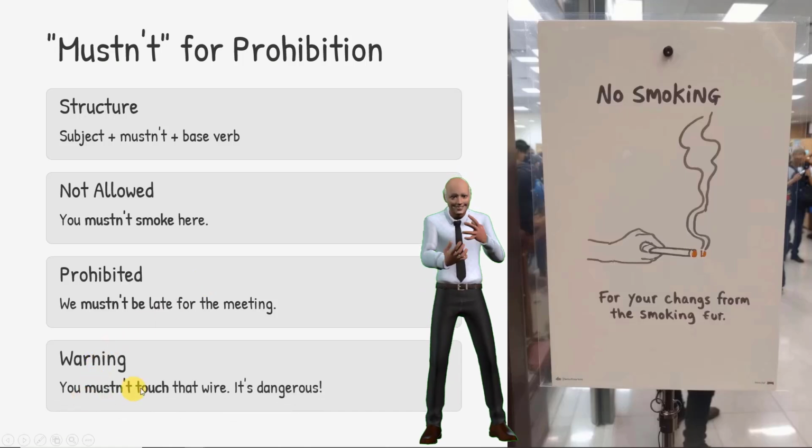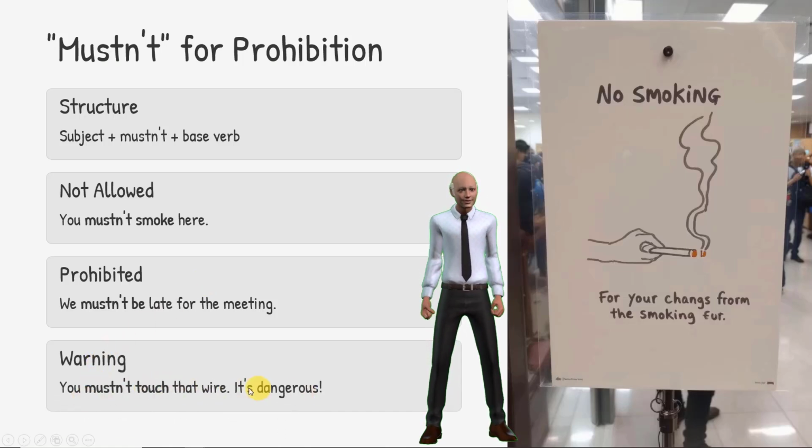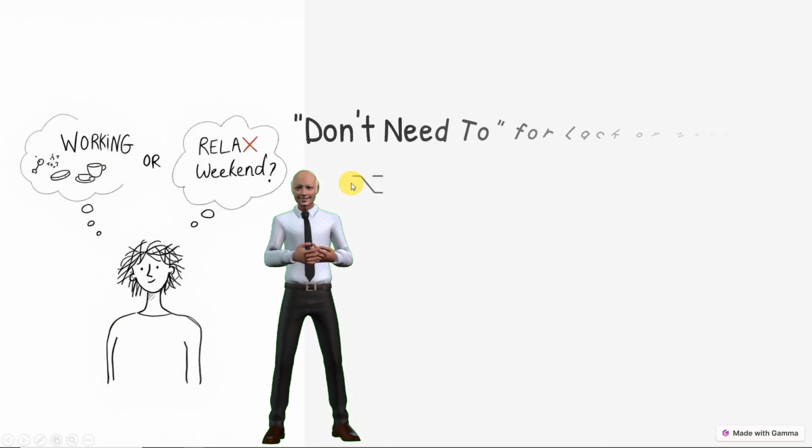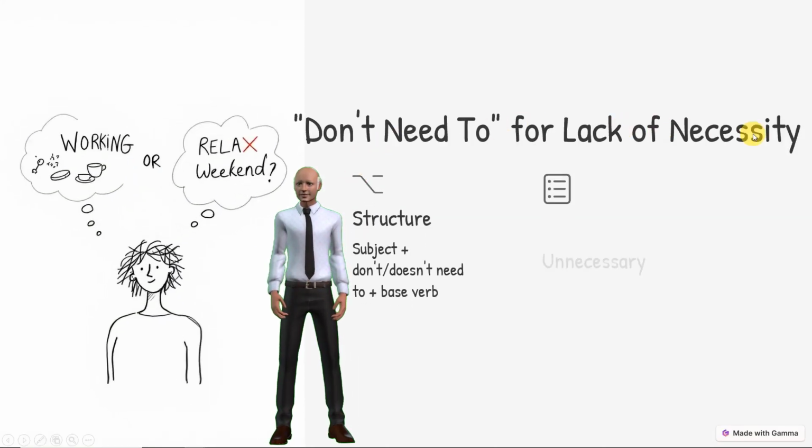Warning: you mustn't touch that wire, it's dangerous. Or don't touch that plate, it is hot. That's just a warning. But prohibition is, honestly, you do not do it, don't even think of doing that, or whatever the case might be. Not allowed is not so strong, but prohibited is definitely the strongest of all three of them, guys.